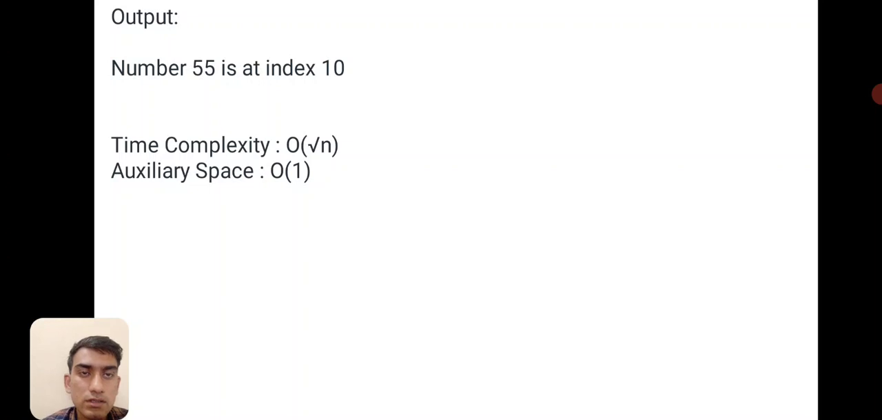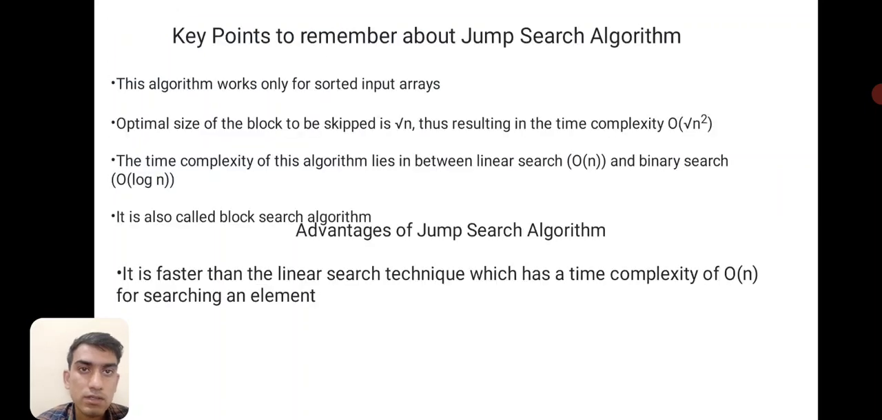So the output will be the number 55 is at index. So we got the index position 10 where the element 55 is there. So the time complexity is O(root n) and the auxiliary space complexity is O(1).